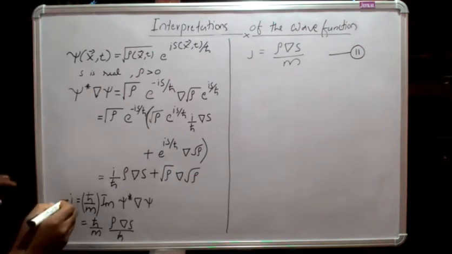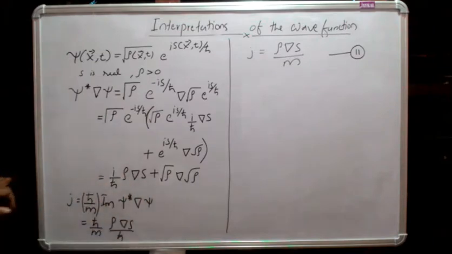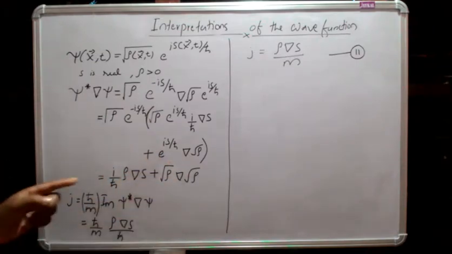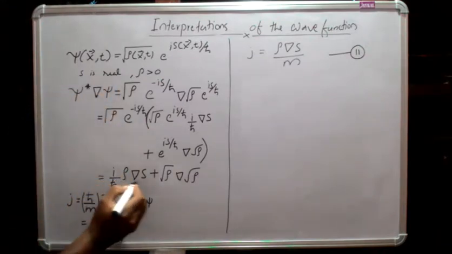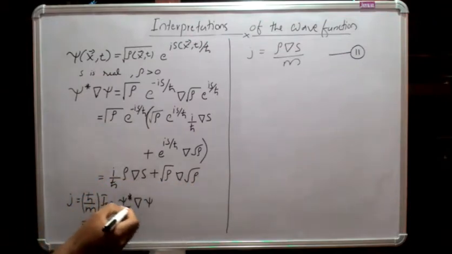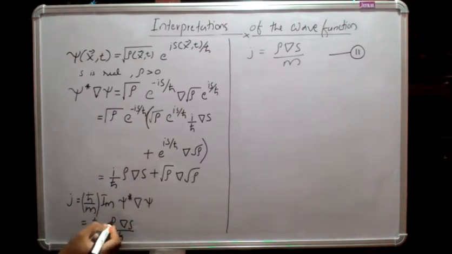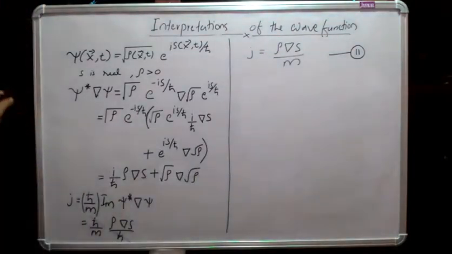Okay, and we know the probability flux is j equal to h cross over m imaginary part of psi star del psi. Okay, this is i into some term. So the imaginary part of psi star del psi is this one. Okay, this is the real part and this is the imaginary part. So instead of the imaginary part, we can write h cross over m rho into del s over h cross, and this h cross and h cross will get cancelled, and we can write j equal to rho del s over m. Okay, that is equation 11.